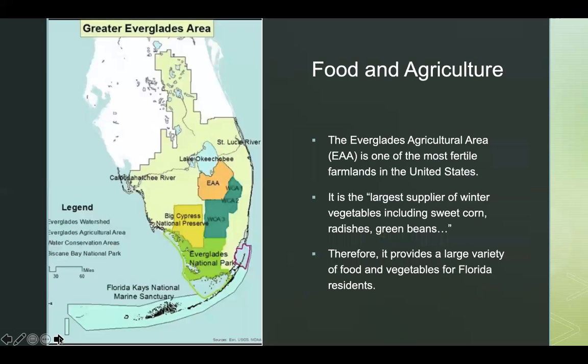Food and agriculture. The Everglades Agricultural Area, EAA, which you can see in the orange, is one of the most fertile farmlands in the United States. It is the largest supplier of winter vegetables, including sweet corn, radishes, green beans, lettuce, etc. Therefore, it provides a large variety of food and vegetables for Florida residents.